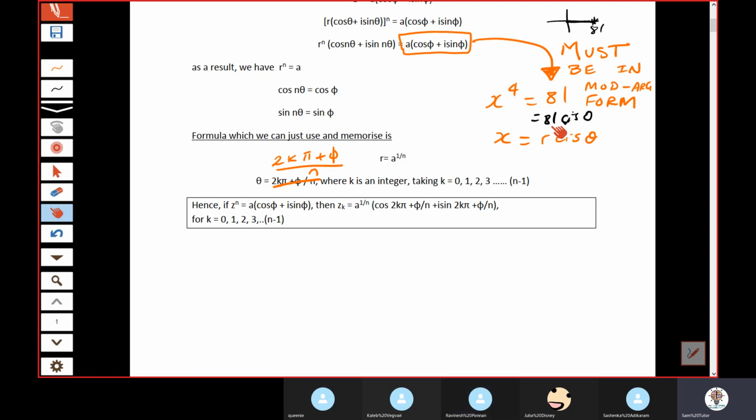Must be in mod arg form. When it is, just so we don't get confused between our different letters, I introduce this as A. So that's A, our new modulus. And this is going to be your phi, just so you don't get it mixed up with your thetas. Make sense?